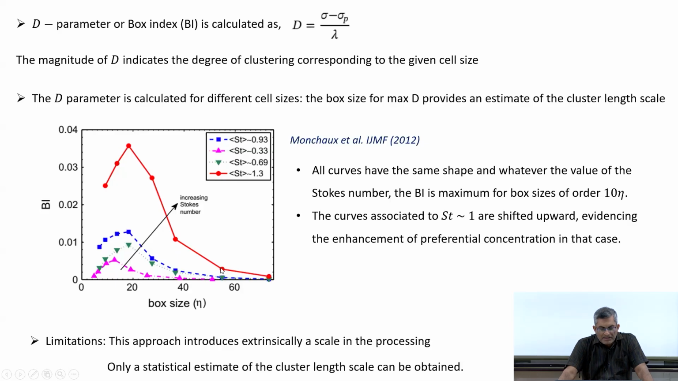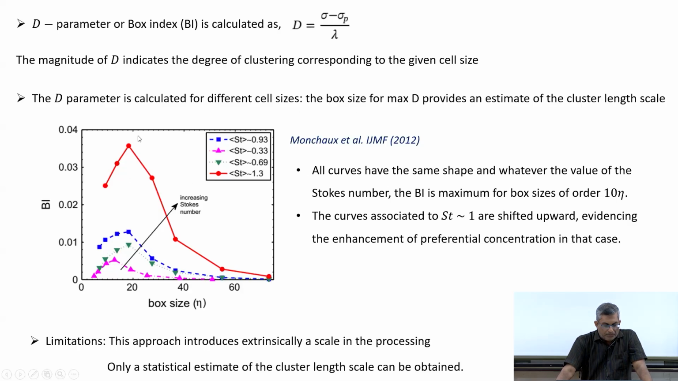And all of them have the same shape, that is, first it increases and then it reduces, and more or less you see that the peak occurs nearly at the same location. Okay. So, this tells you that the cluster size is of the order of the Kolmogorov scale. For example, here we see that it is around 10 to 20 times the Kolmogorov scale. So, this means that the clustering process is mainly governed by the small scale eddies in this case. So, the viscous scales govern the formation, or accumulation, of these clusters.